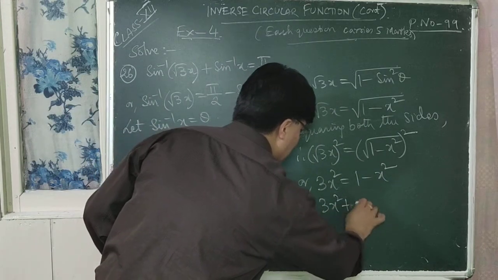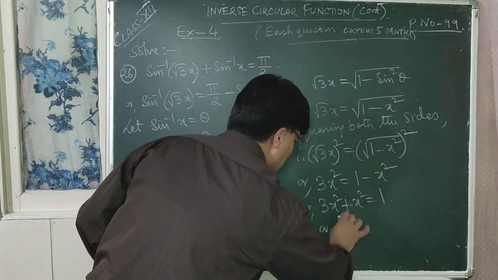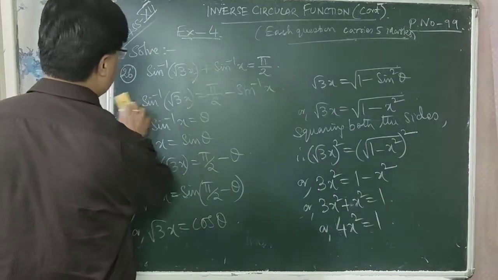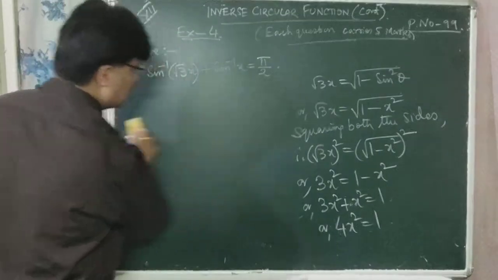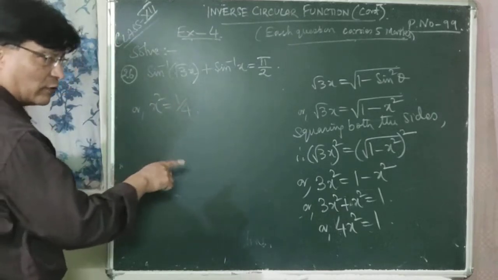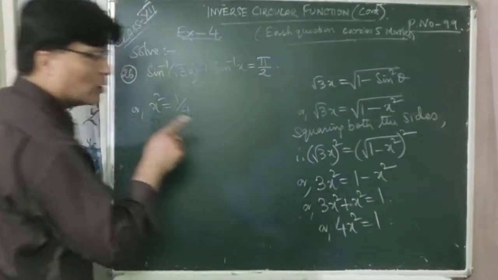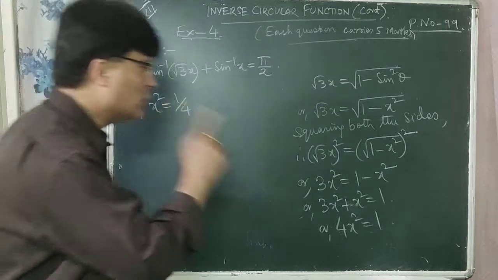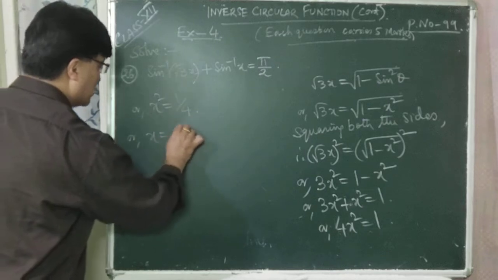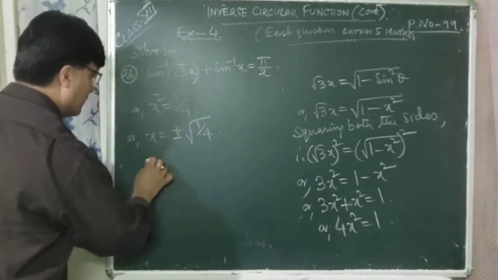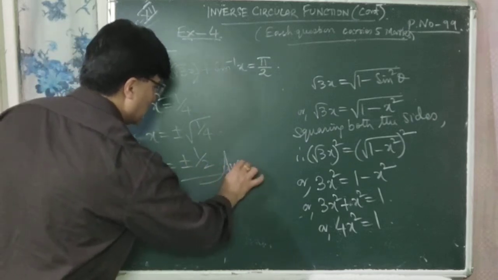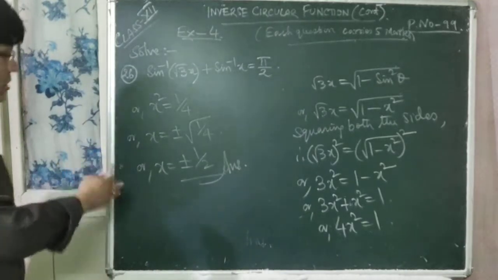So it is 3x square plus x square is equal to 1, or 4x square is equal to 1, right? So now get the value for x square. x square is equal to 1/4, right? 4 is taken to the right hand side. When this 4 goes to the right hand side, you should write it in the denominator. So x square is equal to 1/4, right? So x is equal to plus minus square root of 1/4. Or x is equal to plus minus, what is square root of 1/4? It is plus minus half. So this is your answer.